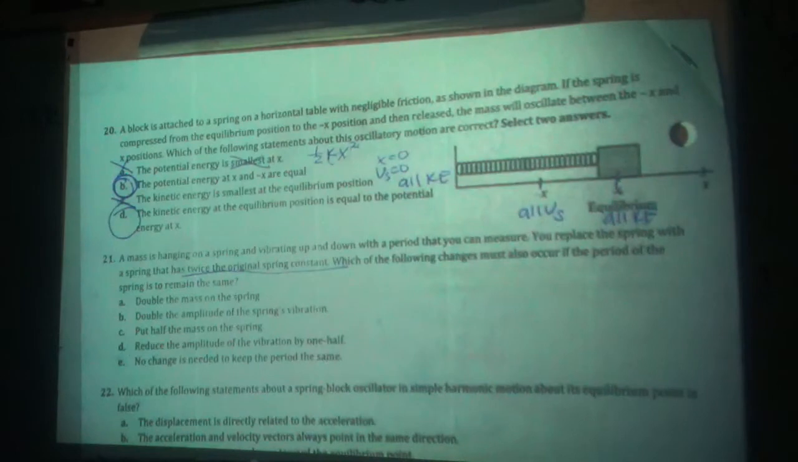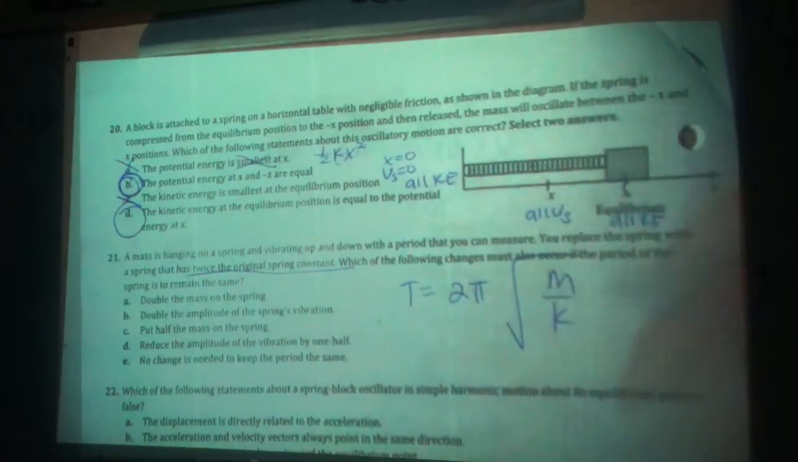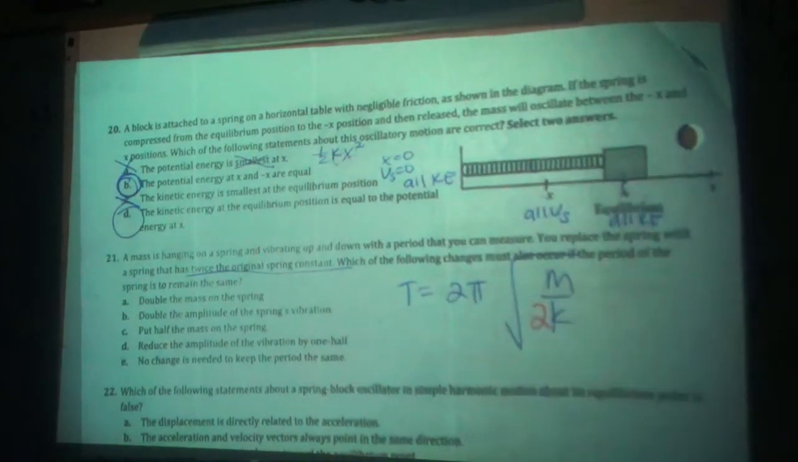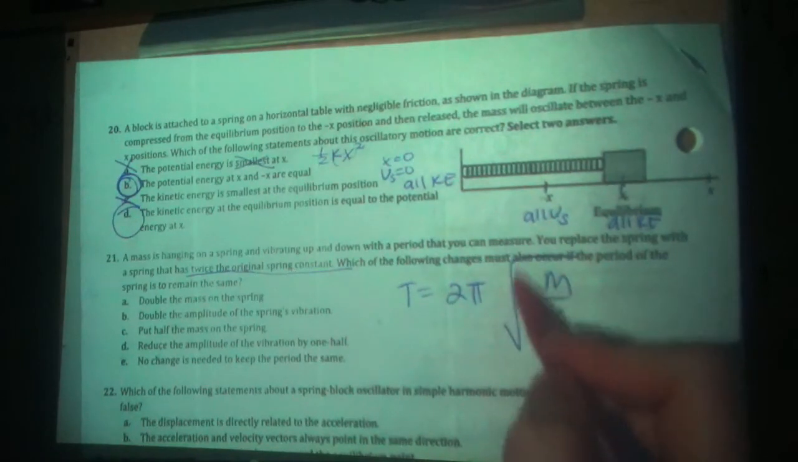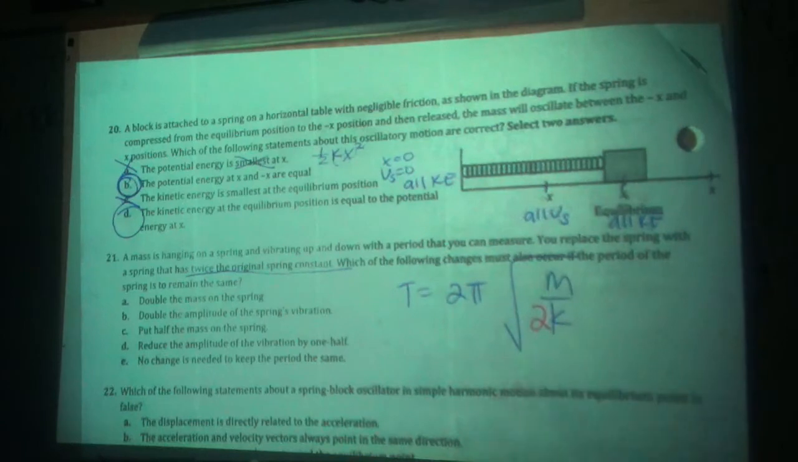A mass hanging on a spring and vibrating up and down with a period that you could measure. You replace the spring with a spring that is twice the original spring constant. What changes must occur in order for the period to stay the same? So we're talking about mass on a spring, and what we just did is we doubled the k. So if we were to leave this, you'd have 1 over root 2 times smaller, yeah, should be dividing.